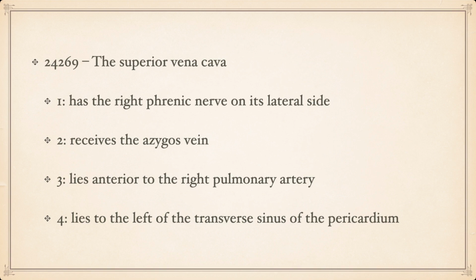3 lies anterior to the right pulmonary artery. We mentioned that before in terms of the length of the right pulmonary artery. It does indeed. The right pulmonary artery is posterior to the SVC, so it does lie anterior. And 4 lies to the left of the transverse sinus of the pericardium. No, it lies to the right. So the SVC is on the right, as are most of the venous structures. They're either to the right or to the midline. So the SVC and the IVC are all to the right, and the pulmonary veins are symmetrical and quite midline.